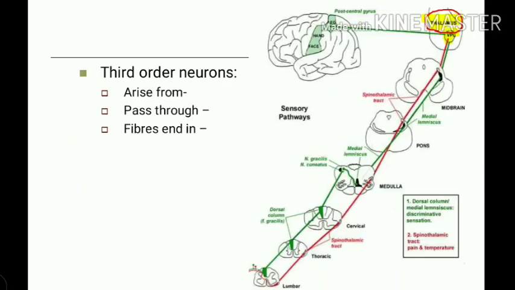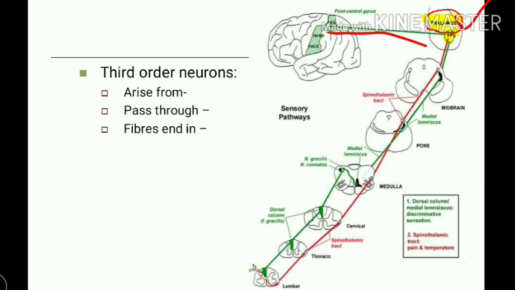Now third order neurons arise from the thalamus. Which nucleus? We discussed the ventro-posterolateral nucleus of the thalamus. Now these third order neurons pass through the internal capsule and corona radiata, and reach the sensory cortex here, the sensory cortex of the cerebrum. The somatosensory area numbers are areas 3, 1 and 2. These numbers are given by Brodmann's classification.